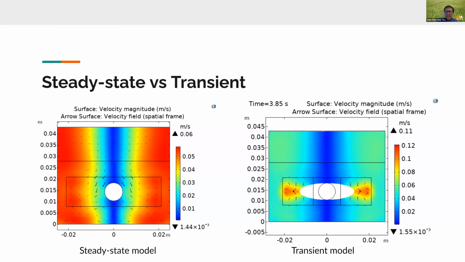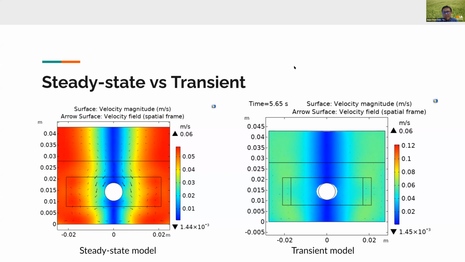We also can simulate the transient flow, like at a different location and a different time in the bioreactor, we can predict how the flow behaves inside of the bioreactor, like what's the velocity, what's the shear stress, all this kind of stuff.